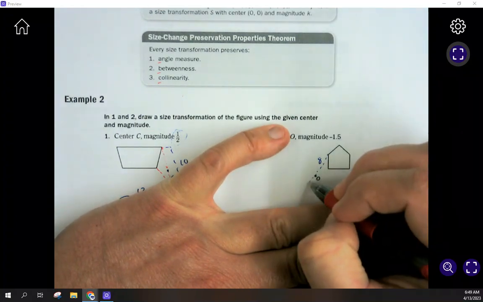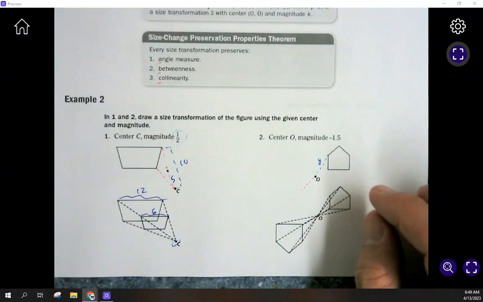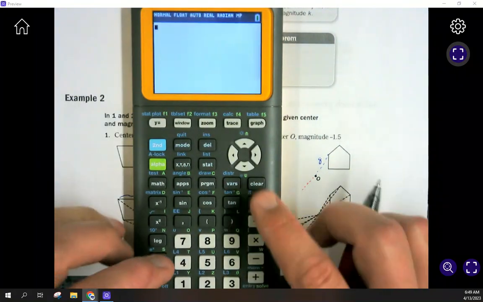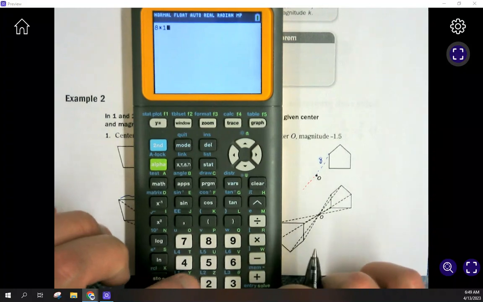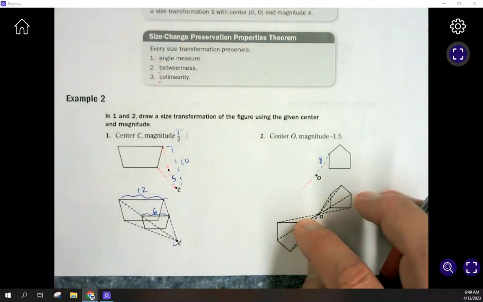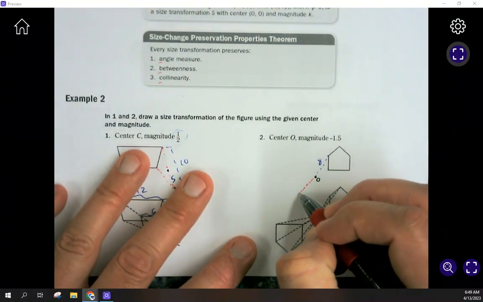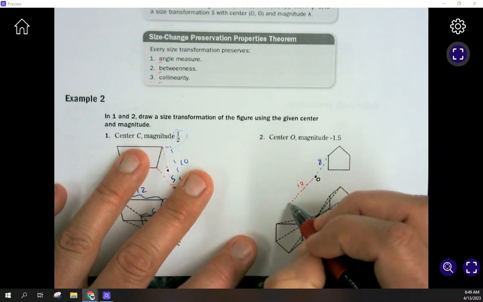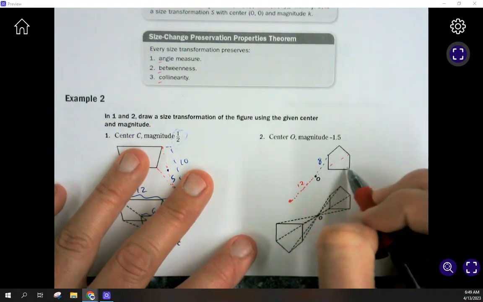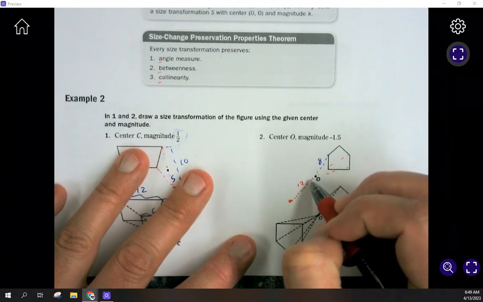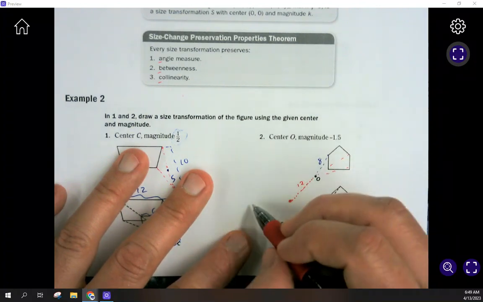So you're going to measure this direction 1.5 times. You don't really need to worry about the negative. The negative is just more of a direction here. So you do 8 times 1.5, and that's 12. So it's going to be even farther away. That distance is going to be 12. That's going to be the new vertex, and you would do that for each one of these. You would measure how far it is, and you would put it 1.5 times on the other side.